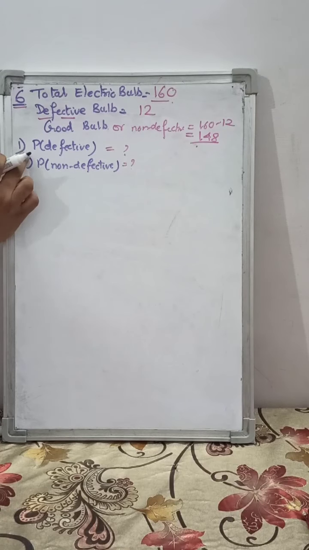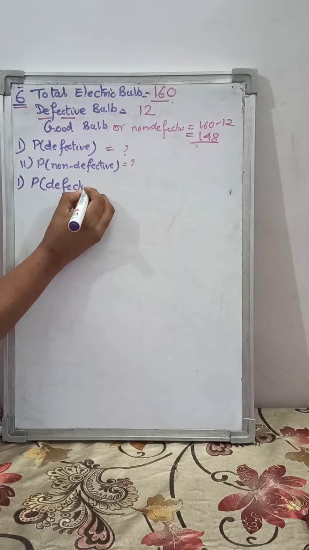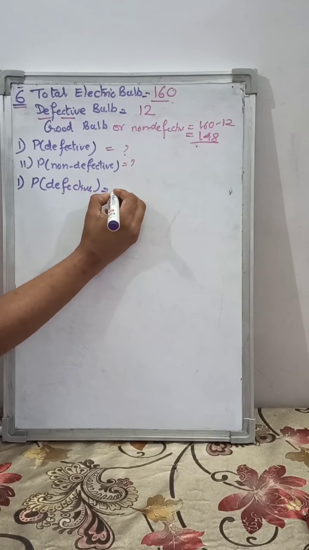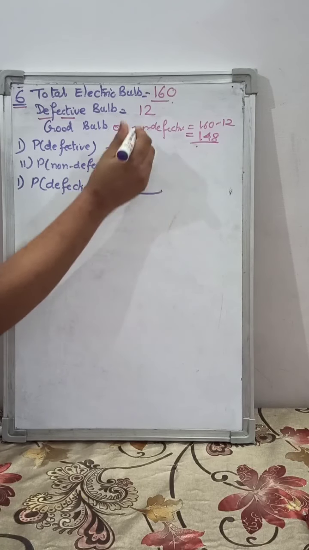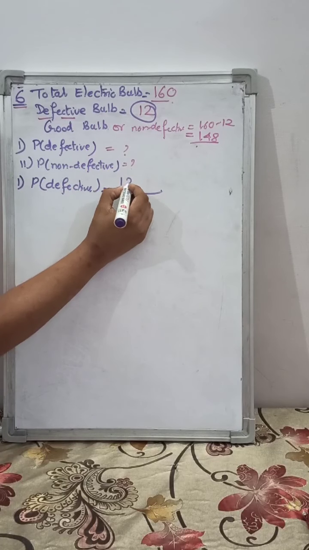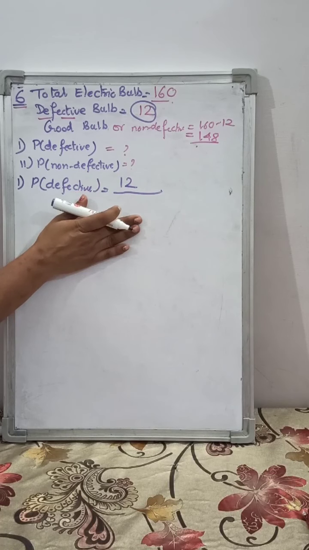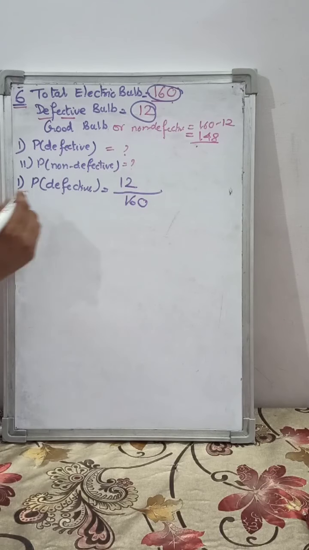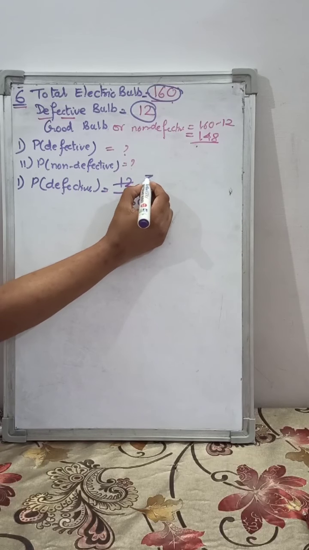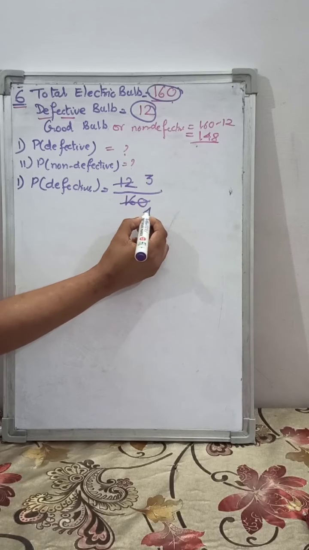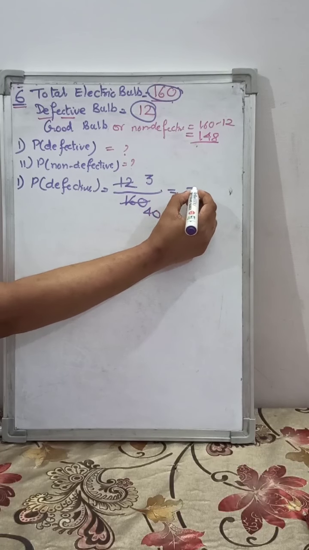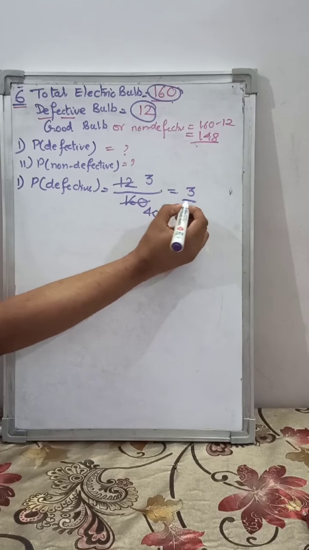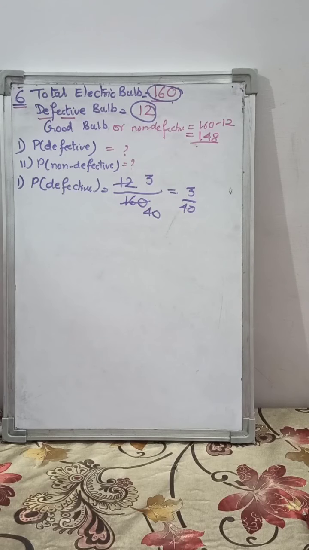In the first part, we have to find the probability of getting a defective bulb. So, how will you find out? First of all, you will write down the number of defective bulbs, that is 12, over total bulbs 160. Now you will cancel it with the table of 4, 3 times, and this will go 40. So the probability of getting a defective bulb is 3 by 40.